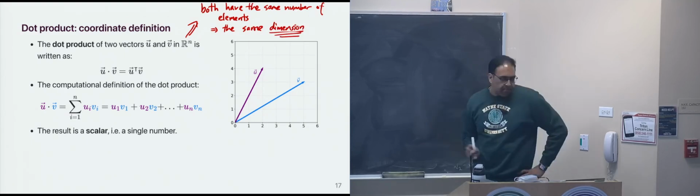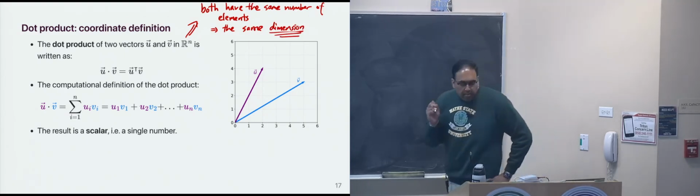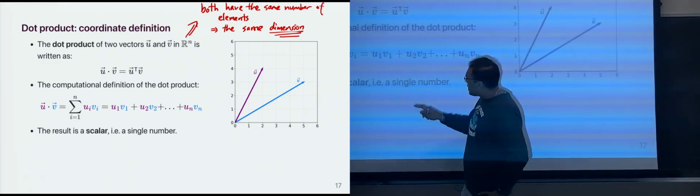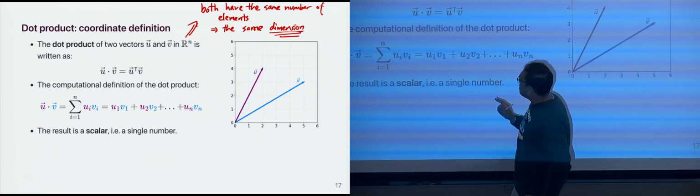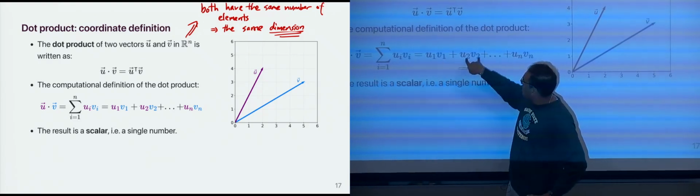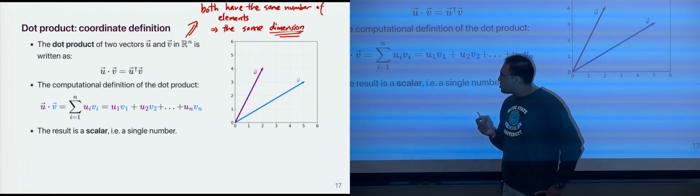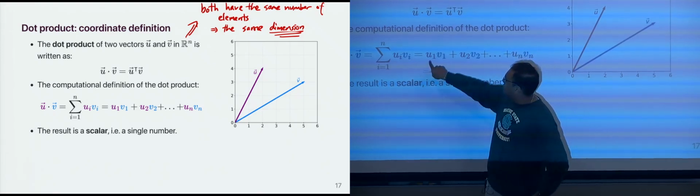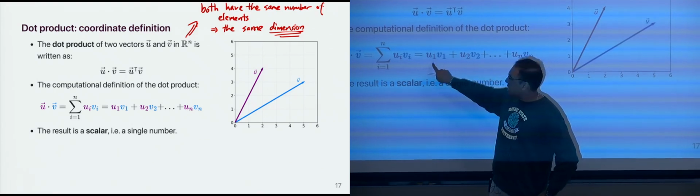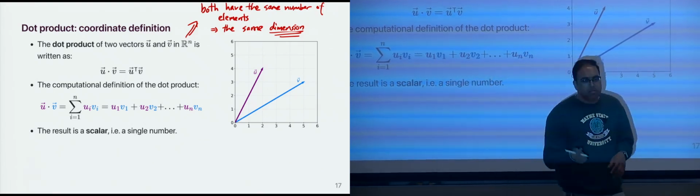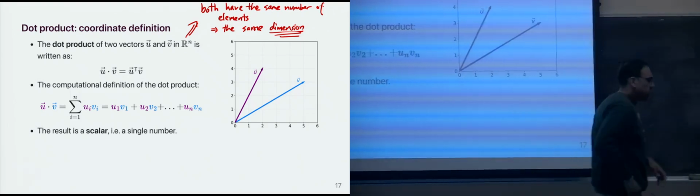Okay, that's key. But the way you compute the dot product of 2 vectors is by taking the sum of the element-wise products of the vectors. So if we have 2 vectors, u and v, it's the first component of u times the first component of v plus the second component of u times the second component of v, and so on and so forth.